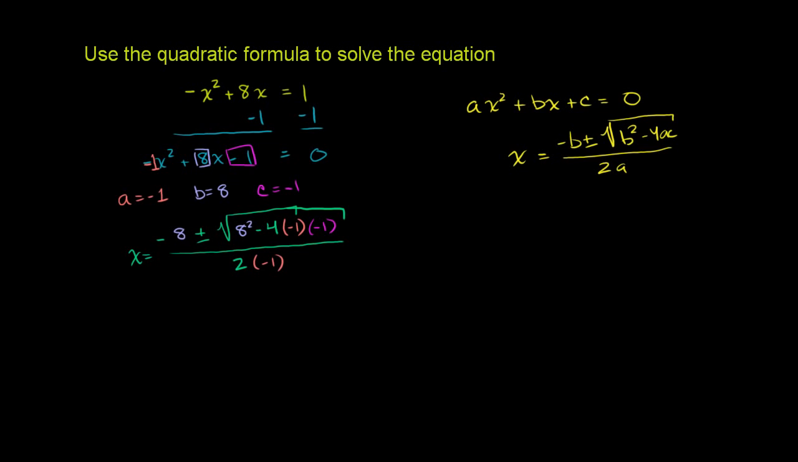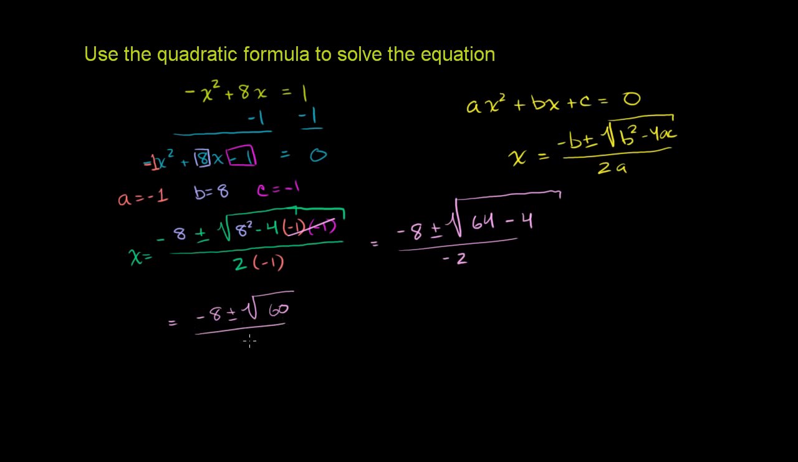So let's simplify this. So this becomes negative 8. This is negative 8 plus or minus the square root of 8 squared is 64. And then you have a negative 1 times a negative 1. These just cancel out to be a 1. So 64 minus 4, that's just that 4 over there. All of that over negative 2. So this is equal to negative 8 plus or minus the square root of 60. All of that over negative 2.